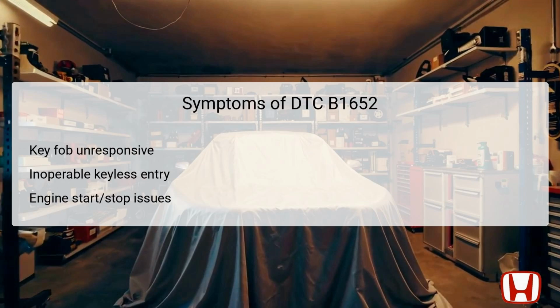When DTC B1652 is present, several symptoms may manifest, primarily affecting the vehicle's keyless entry system. The most notable sign would be the unresponsiveness of the key fob, meaning that pressing buttons may not yield the expected results, such as unlocking or locking the doors. This can cause significant inconvenience, especially when trying to access the vehicle.